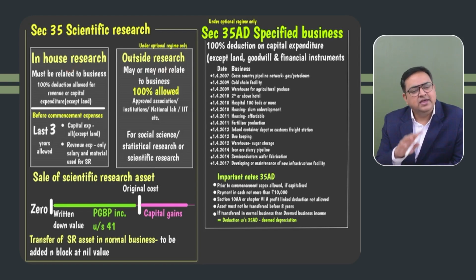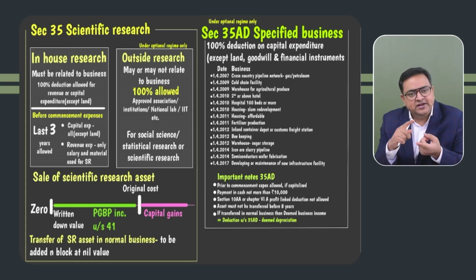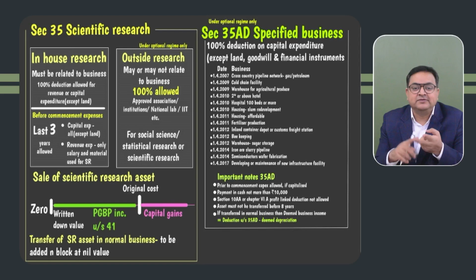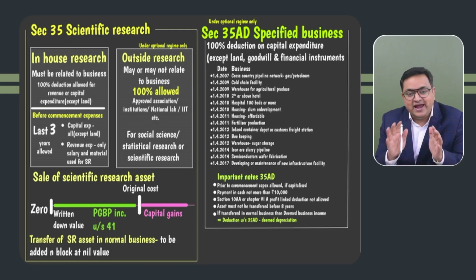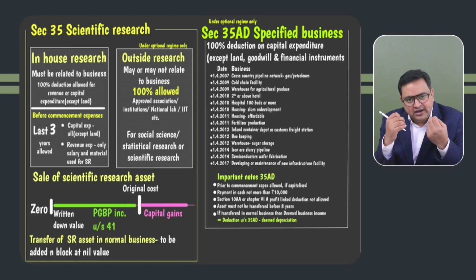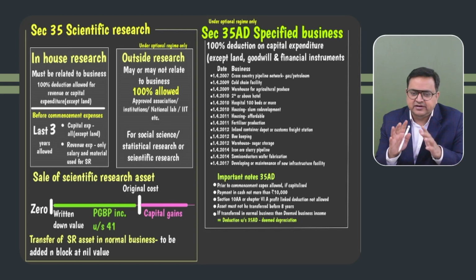In-house research. In-house research is allowed under both the regimes, 100%, whether it is a revenue expense or a capital expense. For capital expense, we never give deduction on land. On land, there is no deduction under any provision of the Income Tax Act, right? Except land, you can allow any of the capital expenditure like building, plant and machinery, furniture, etc. 100% deduction would be allowed for scientific research also under both the regimes.